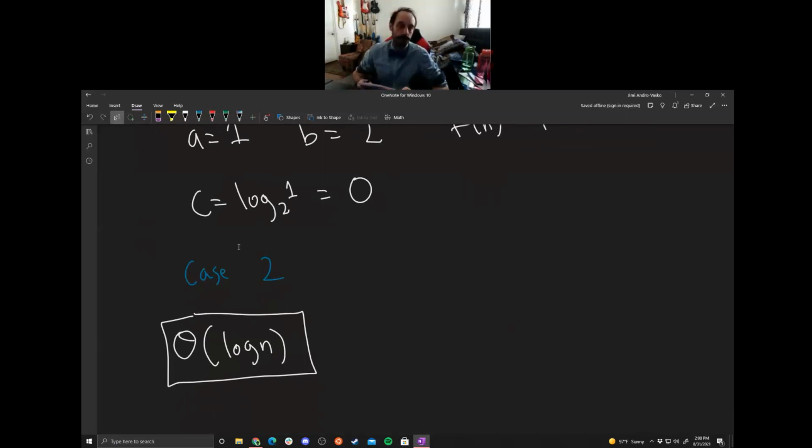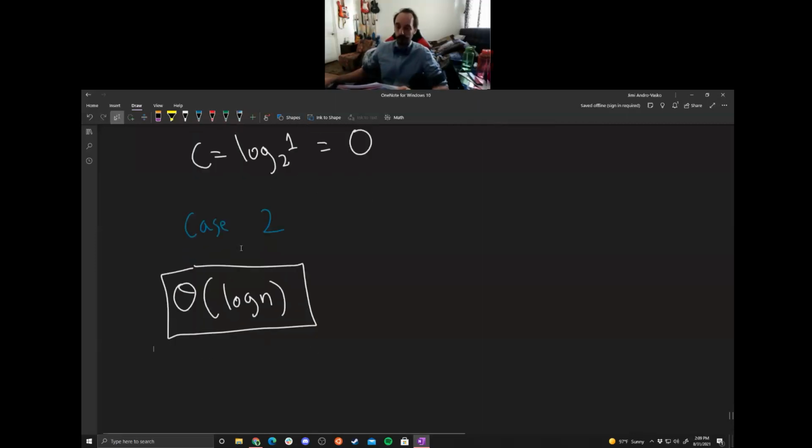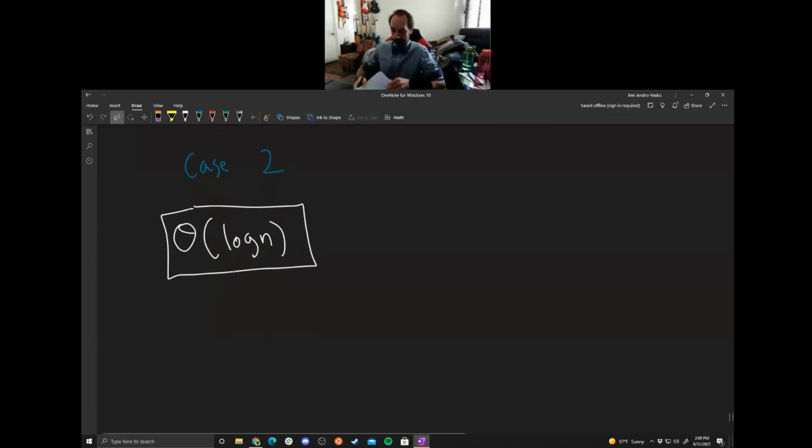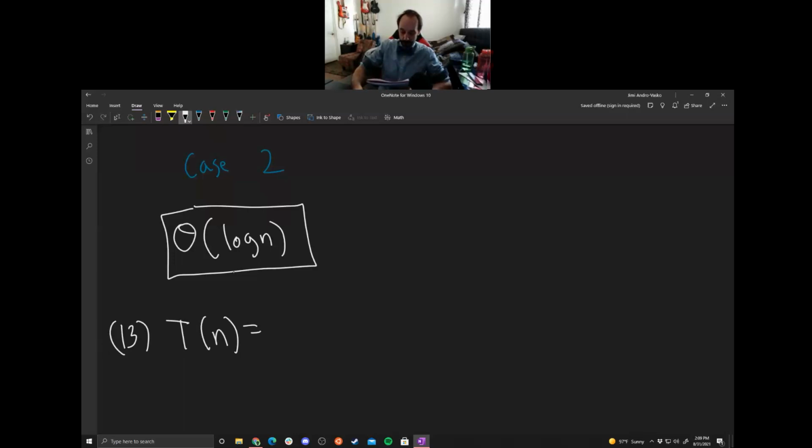So far, so good. I'll just do one more example, and then we'll call it a day. That was too simple of an example, I think, to end class with. So number 13, the 13th recurrence in our set of recurrences. We'll have T of n equals 9T of n over 3 plus theta of n. And I'll just put T of 1 equals 1 to be consistent.